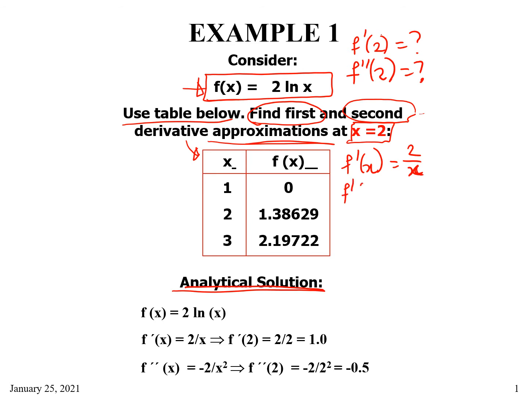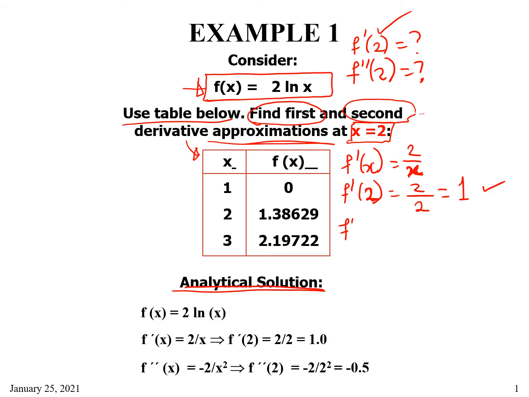So given that, what's f prime of 2, which is what you're looking for, right? It's 2 divided by 2. Whatever x is, put 2 in there because this is f prime of 2. So 2 over 2 is what? 1. So that's the answer for the first problem.